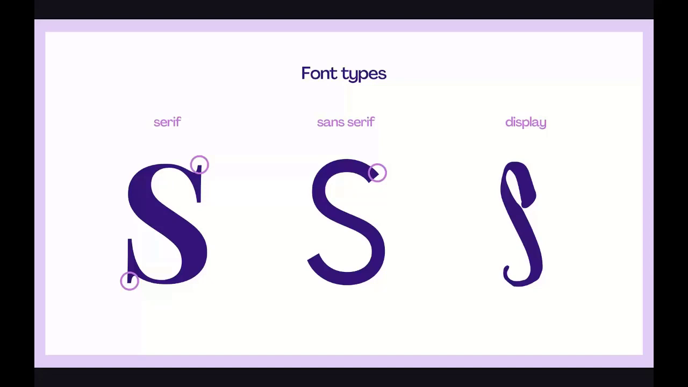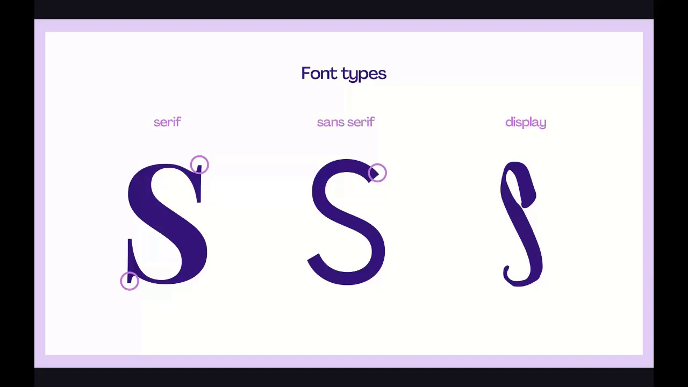Then you have sans serif, which basically means without serifs. And as you can see, pretty much the word says it all. These are fonts that don't come with those decorative elements at the end of the letter forms. And so they are very legible, very readable, very easy on the eye.